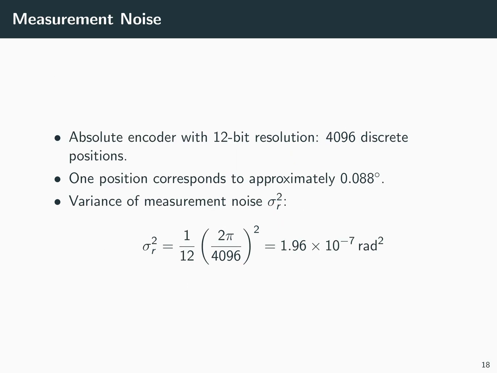Regarding measurement noise, we base our assumptions on the specifications of an absolute encoder with a 12-bit resolution, which provides 4,096 discrete position measurements. Each position increment corresponds to approximately 0.088 degrees. The variance of the measurement noise is calculated to be 1.96 times 10 to the negative 7 radians squared. This low measurement noise variance indicates high measurement precision.